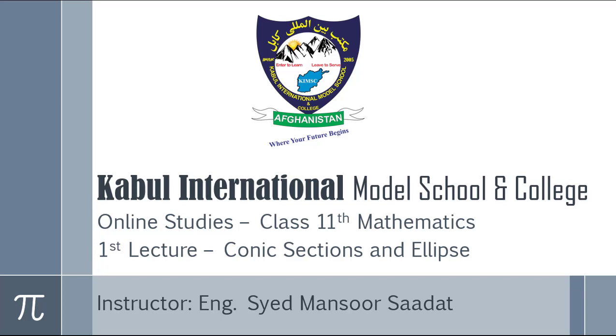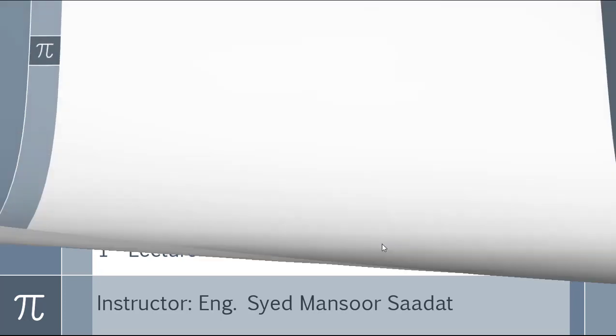Now in class 11th, we will start our lesson with conic sections, and the second conic section that we will study this year, which is ellipse. The first conic section was circle that you have studied in class 10. Now let's start with the conic sections.